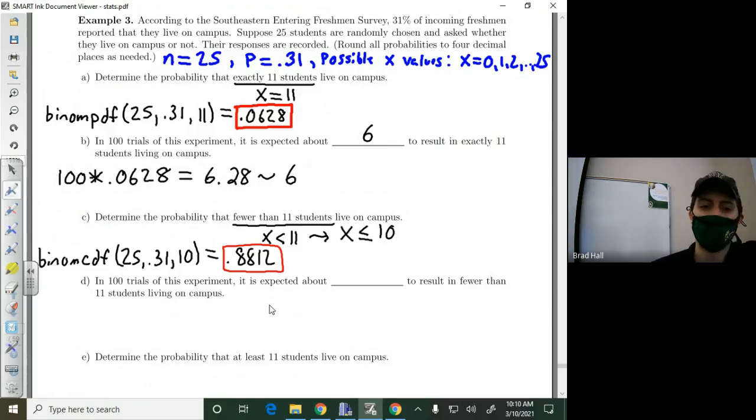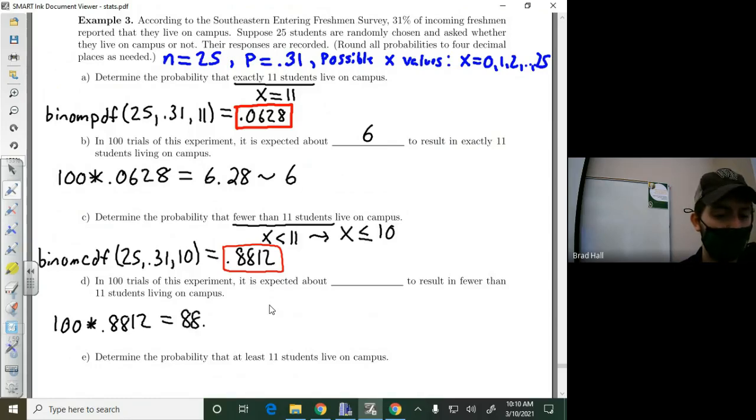And then the next part is very similar to part B. There's 100 trials. We know that the probability is 0.8812. Simply just moving the decimal place over 2 times, or if you do this in your calculator, that works too. 88.12 out of 100 trials will result in fewer than 11 students living on campus. But again, number of trials is a whole number, so we need to round this to just simply 88.